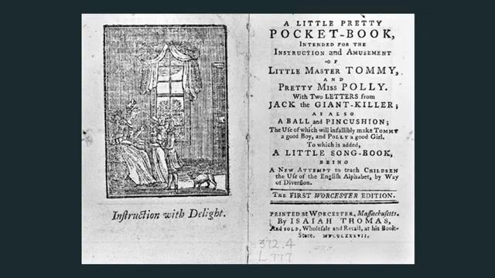We're going to be reading an excerpt this week from A Little Pretty Pocketbook, which was one of John Newbery's most popular texts, published in 1744. And it really embodies the influence of John Locke's philosophy. You can see his fingerprints all over this thing. When parents bought this book, it was accompanied with small toys. It says right here on the title page, with 2 letters from Jack the Giant Killer, as also a ball and pin cushion. And these were meant to be learning objects.